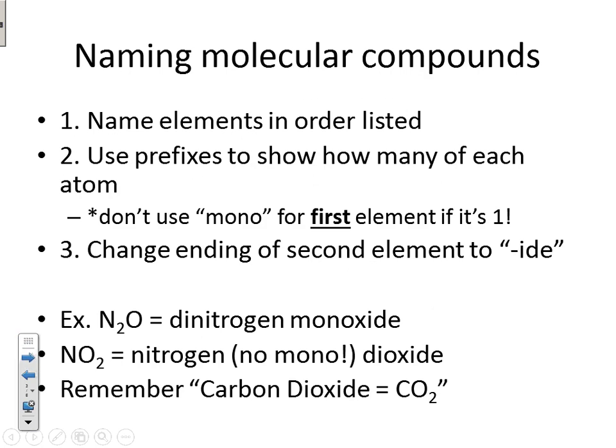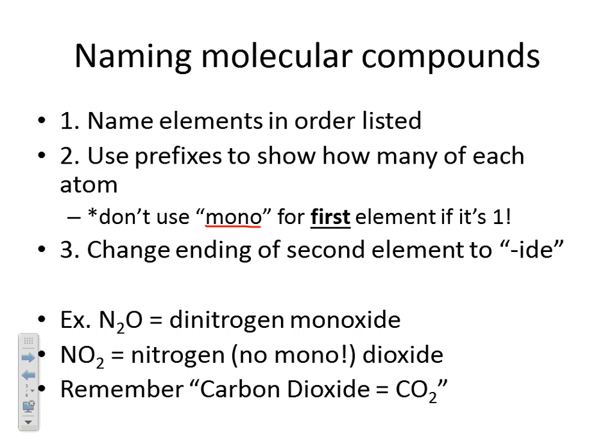So how does it work? Naming molecular compounds. Well, if I give you the formula, all you need to do is name the elements in the order that they're listed. So if hydrogen is first, you'd name that first. You use prefixes to say how many of each atom you have. So if you have 2 of the first atom, if it was hydrogen, you'd say dihydrogen. But there is an exception here. You don't use the prefix mono for the first element if it's 1. You do use prefixes for the first element if it's more than 1. So if it's 3, you would say trinitrogen, or pentachloride or something like that if the first one has more than 1. But if the first one is 1, we don't use mono. So that is the one exception, and we do need to know that.